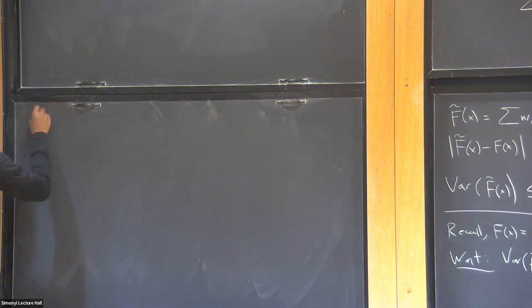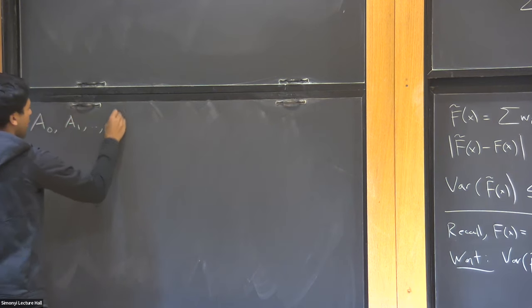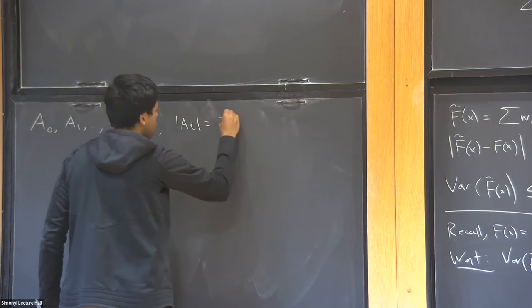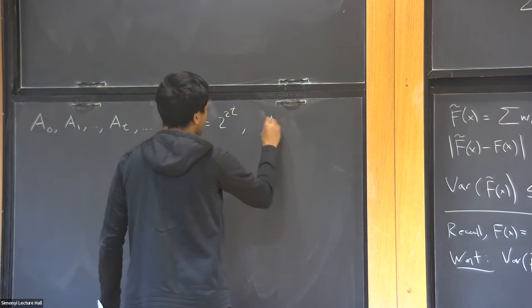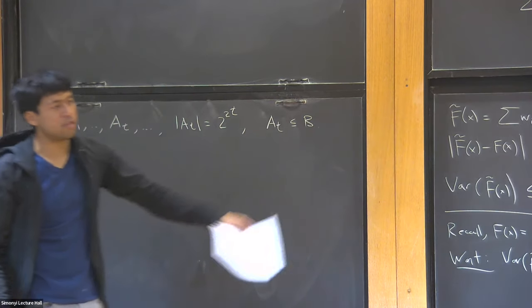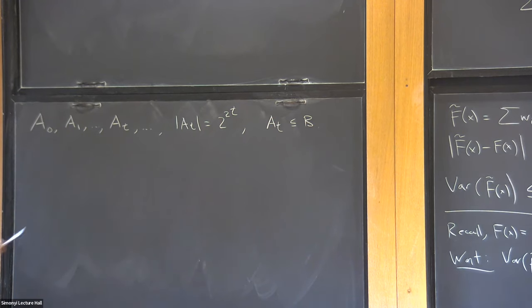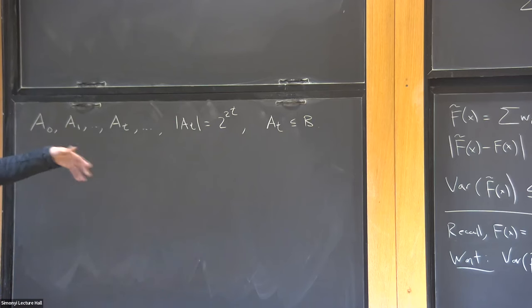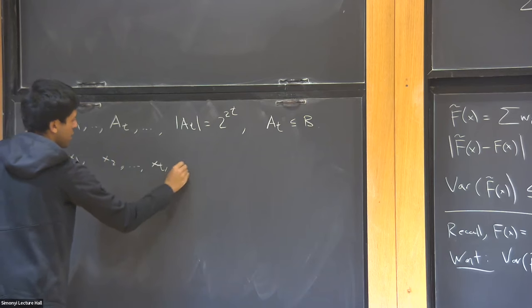So now let me define sets A0, A1, up to AT, all the way to infinity. The size of AT is going to be 2 to the 2 to the T. We'll see where that number comes in. Once again, AT is a subset of the unit ball. These correspond to the sets A delta, but here I'm parameterizing them by size instead of by the error. Now we're going to bound the maximum error. Let's start with the point x. Take the point in A0 that's closest to x, call it x0. Take the point in A1 that's closest to x, call it x1, x2, xT, all the way.